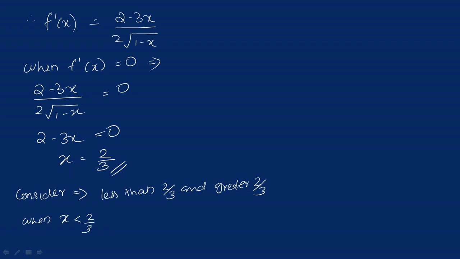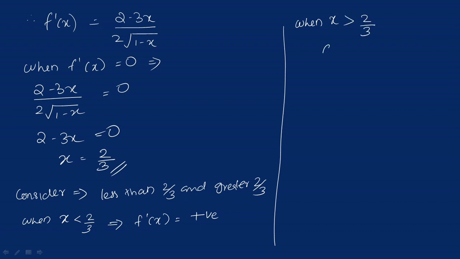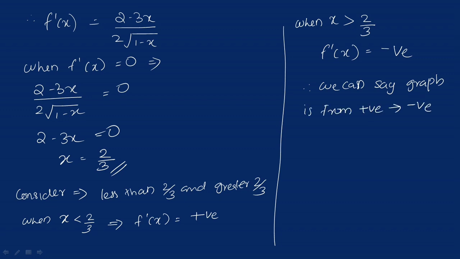So when x is less than 2 by 3, applying in the equation 2 minus 3x divided by 2 root 1 minus x, we will be having f dash of x a positive quantity. Similarly, when x is greater than 2 by 3, applying in the same equation, we will be having the quantity as a negative one. So we can say that when x is less than 2 by 3, f dash of x is positive, and when x is greater than 2 by 3, f dash of x is negative. So by drawing a graph, we can see the graph is from positive into the negative.